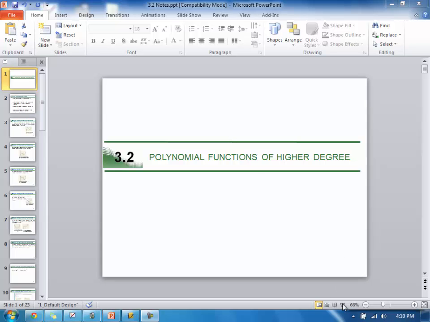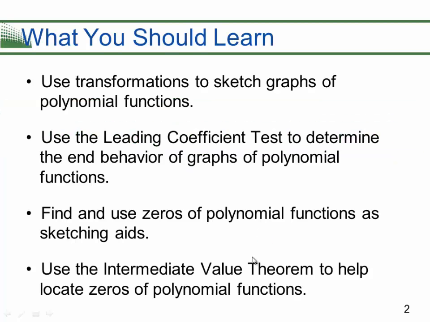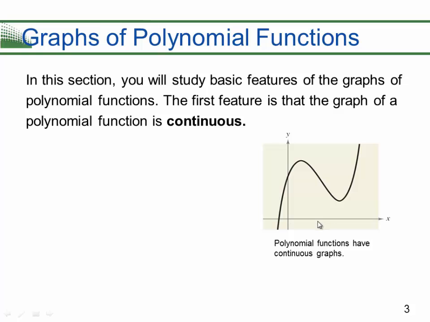Okay, this section is on polynomials of higher degree than just 2. So we're going to transform these again. We'll look at the leading coefficient, what that means. We'll find zeros, and we'll use this intermediate value theorem. Okay, so first of all, polynomial functions are continuous. They're not going to have any holes or gaps in them.